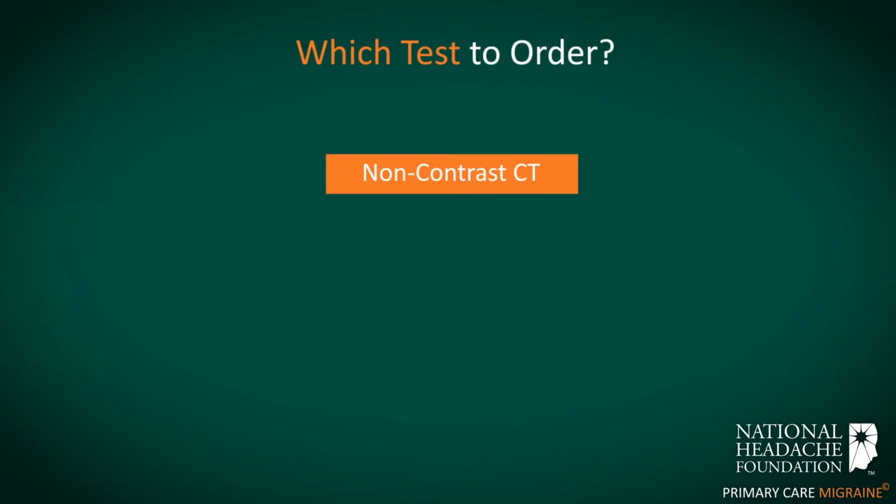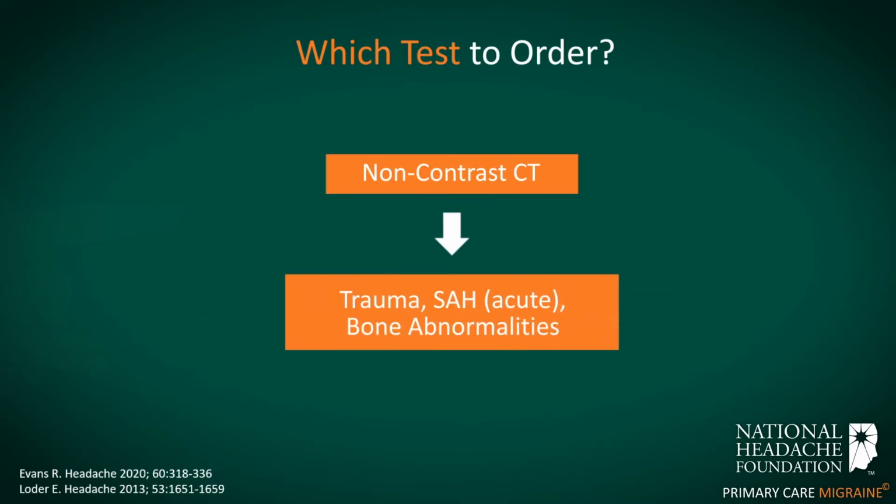Which test to order? We will first discuss the non-contrast CT scan of the head. This is often used in the emergency room to identify hemorrhage in the brain, such as subarachnoid hemorrhage, as well as subdural and epidural hematomas. It also is excellent to visualize bony abnormalities that are seen with osteomyelitis of the skull.